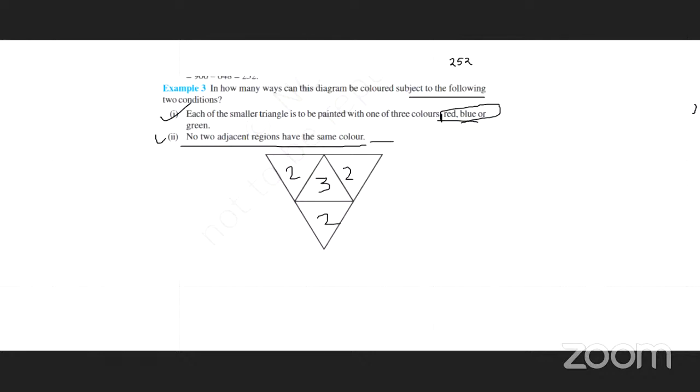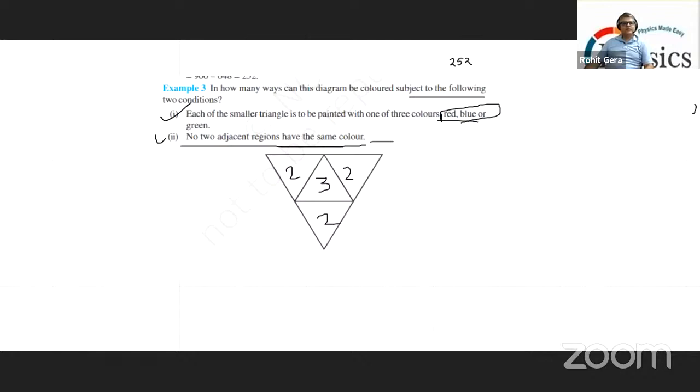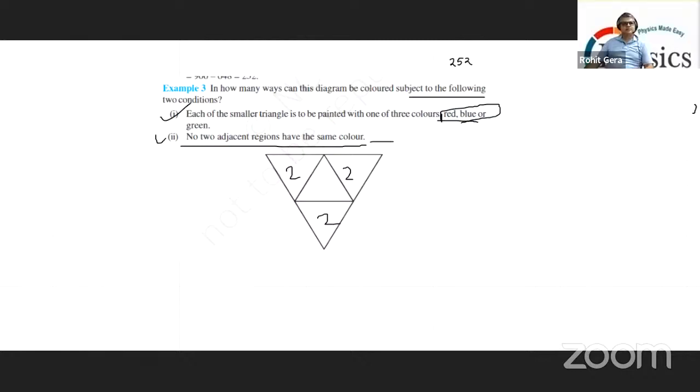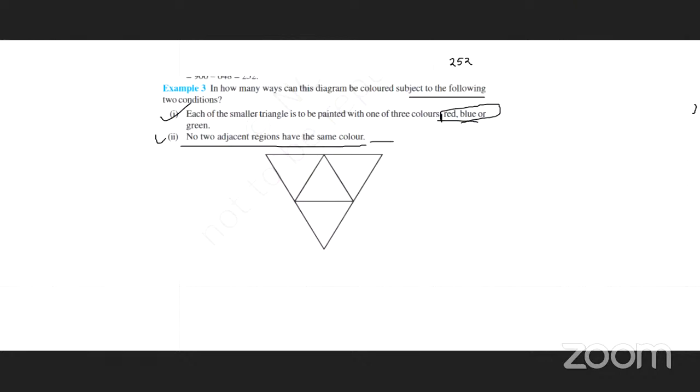3. Why would we select two colors here? I started from here, which is wrong. So it's 24, not 18. 2 into 3 into 8, 8 into 3, 3 into 2 into 2 is 8.